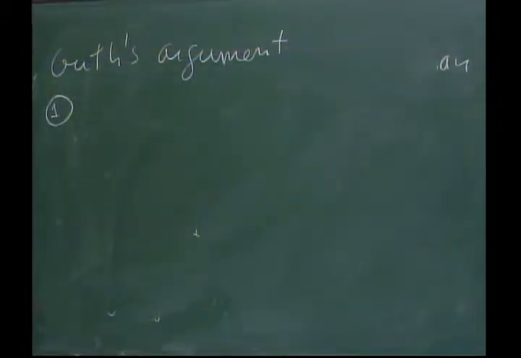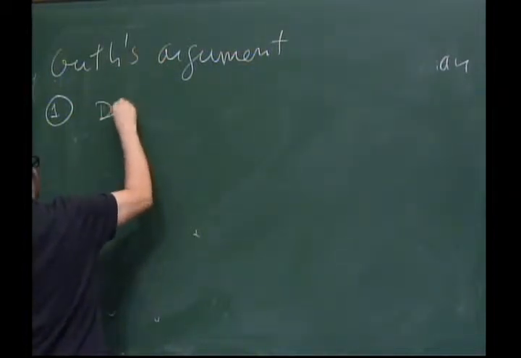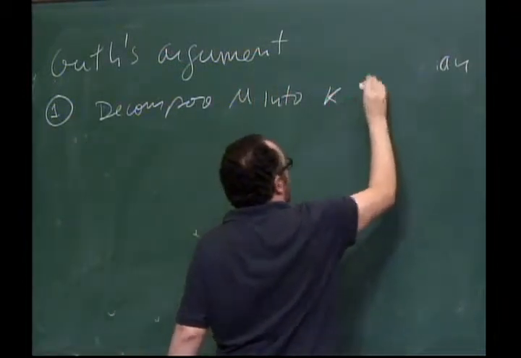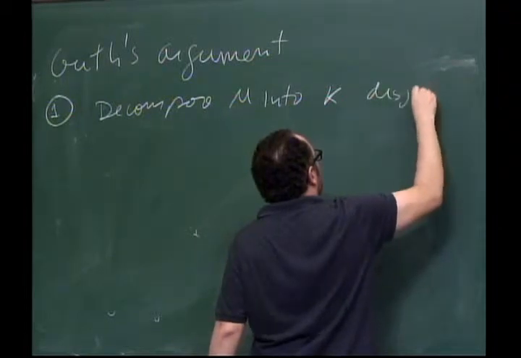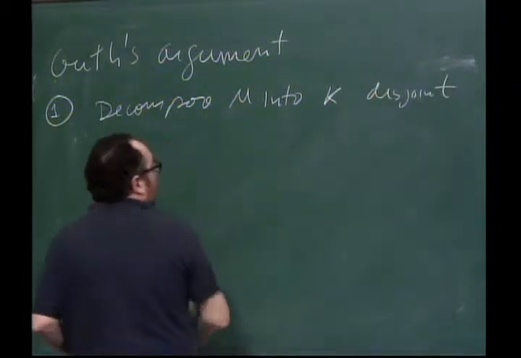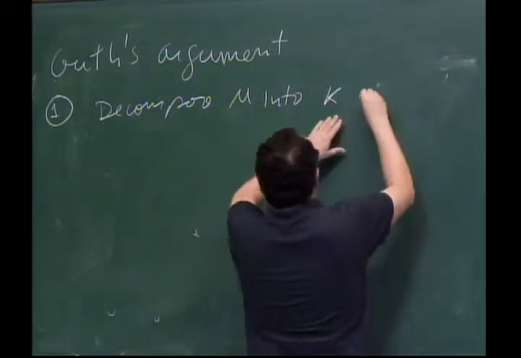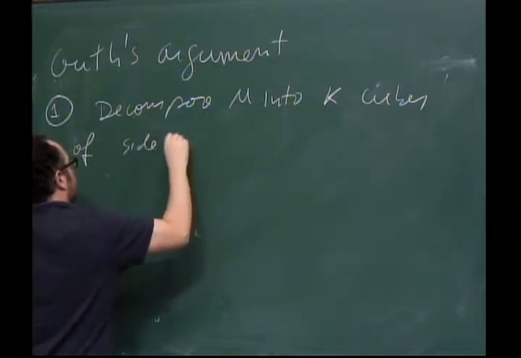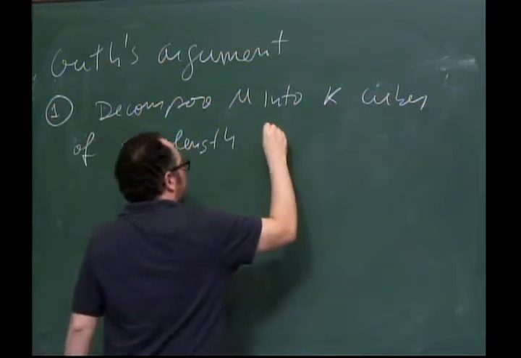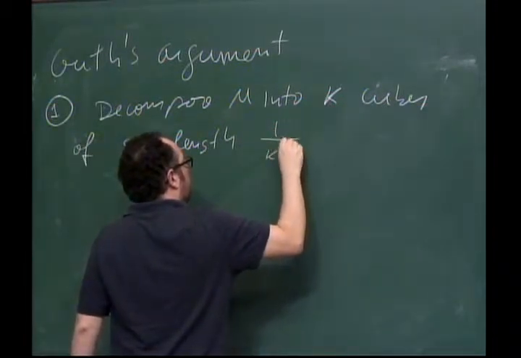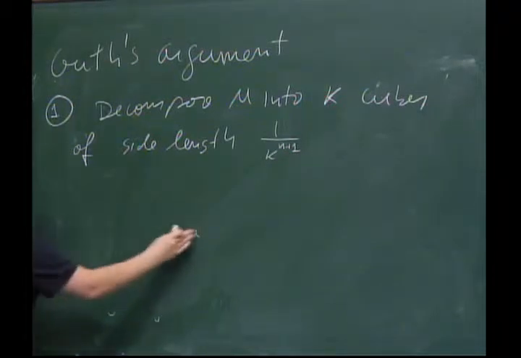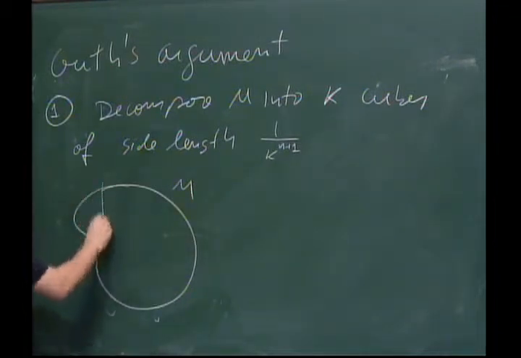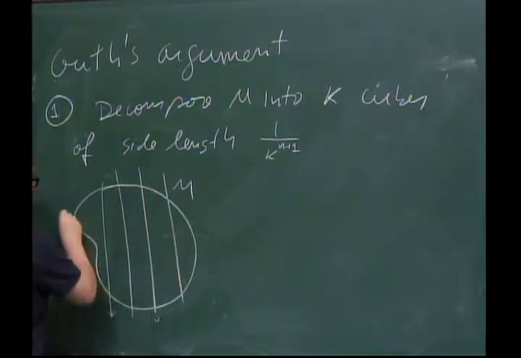So the first thing to do is to decompose M into K cubes. I mean, not disjoint, but just intersecting along faces, right? Into K cubes of side length proportional to 1 over K to the 1 over n plus 1, the ambient dimension, okay? So this is M. Let's imagine that this is just the ambient manifold M, and we consider a cubication of M like this.